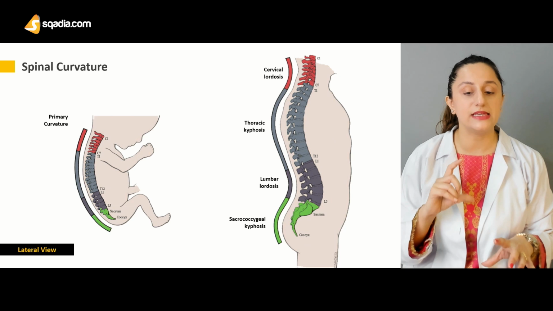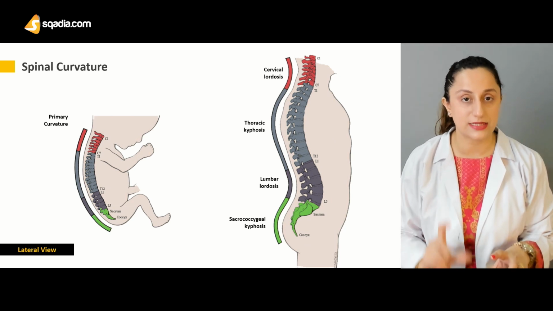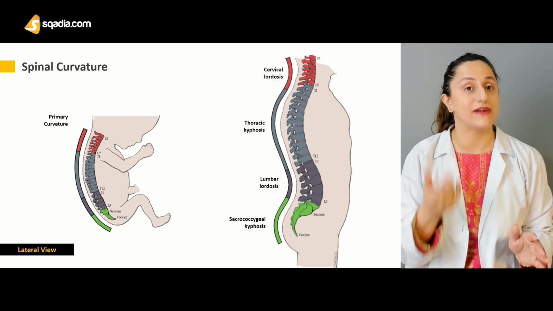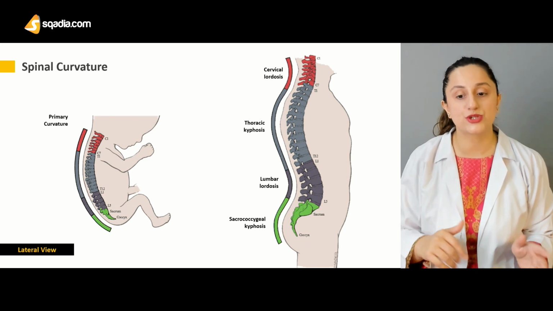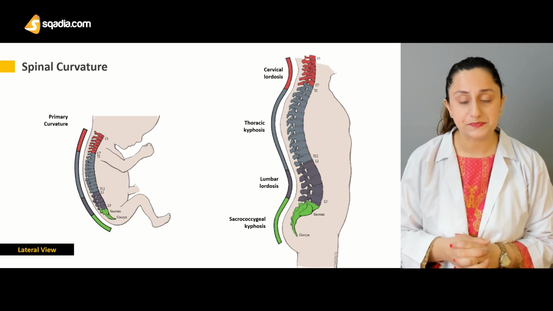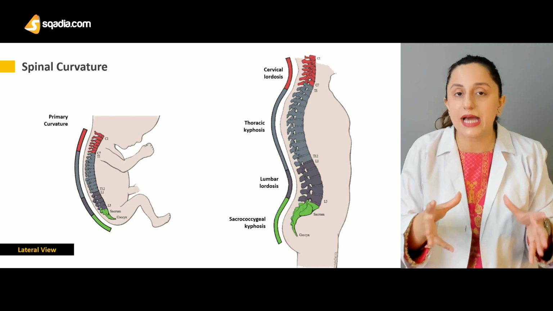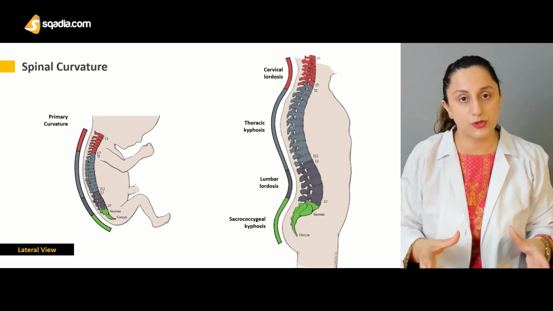So we have the thoracic and the sacrococcygeal spine, which are under kyphosis, and the cervical and the lumbar spine, which are under lordosis. Now, this is the normal generalized spinal curvature which has to be maintained in individuals.